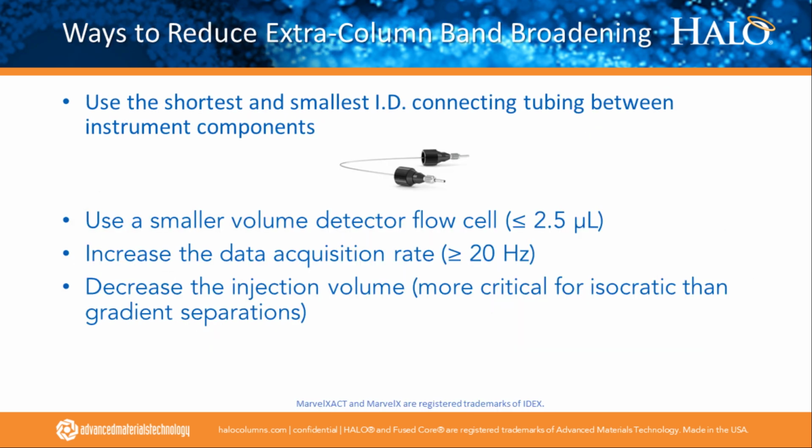So what are the ways to reduce that extra column band broadening or dispersion? One of the easiest ways is to use the shortest and smallest ID connecting tubing between instrument components.